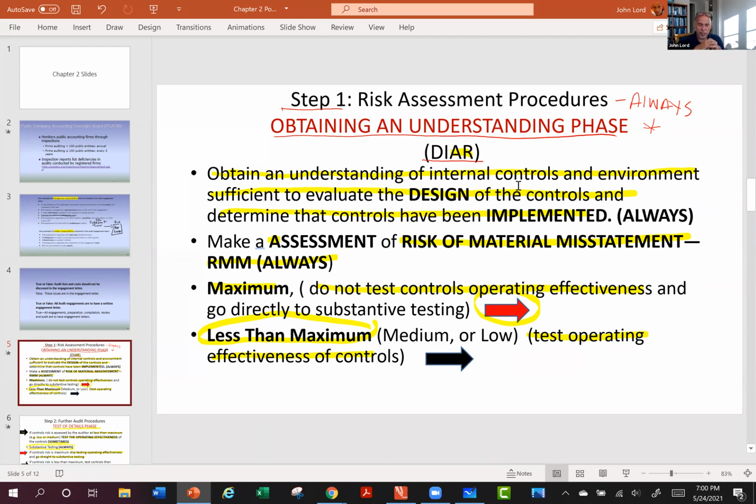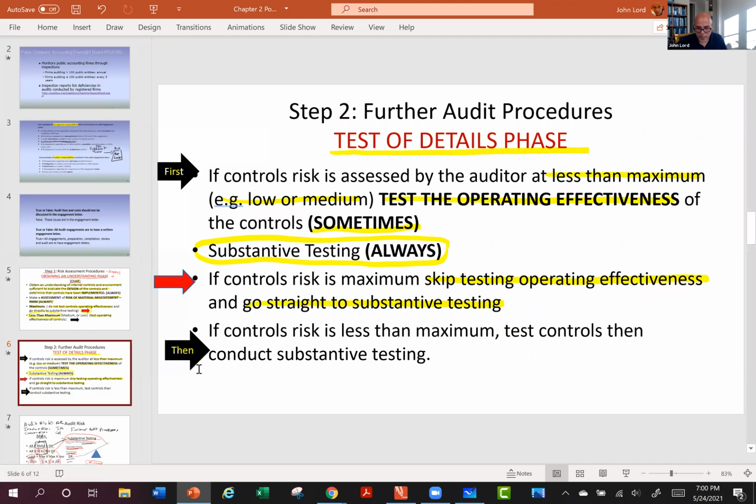the next slide. If you assess the risk of material misstatement at less than the maximum, I don't know, medium, low, then you will follow the black arrow to the next slide. And the next slide is step 2. Okay. And when you look at step 2 now, we are dealing with our further audit procedures. And when you do your further audit procedures, this is often called the test of details phase.